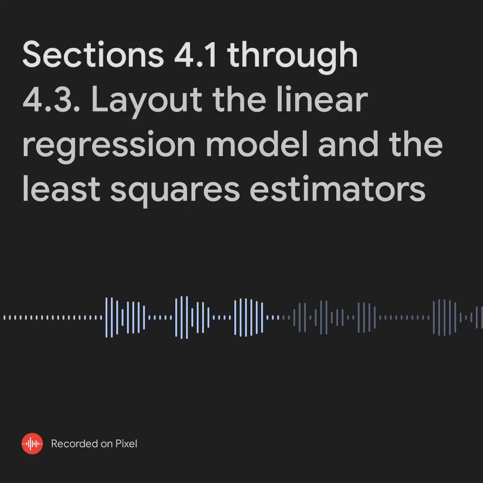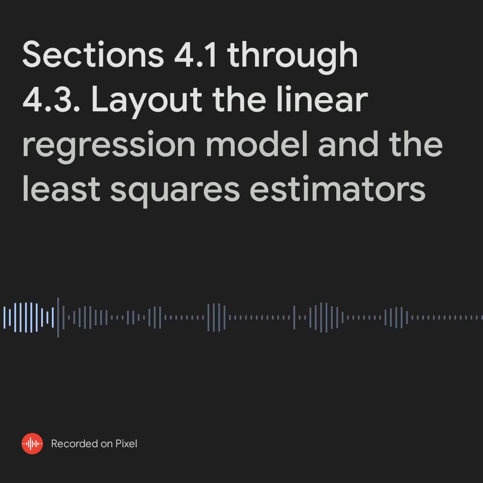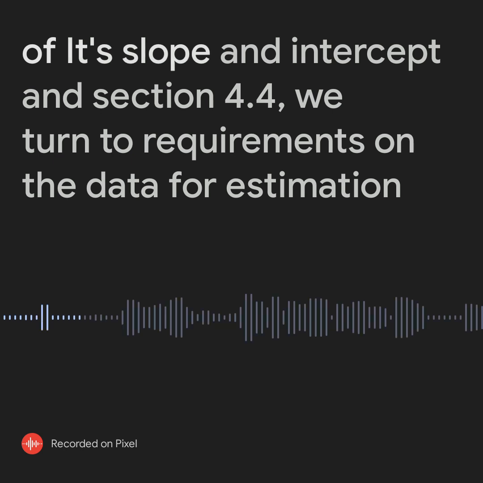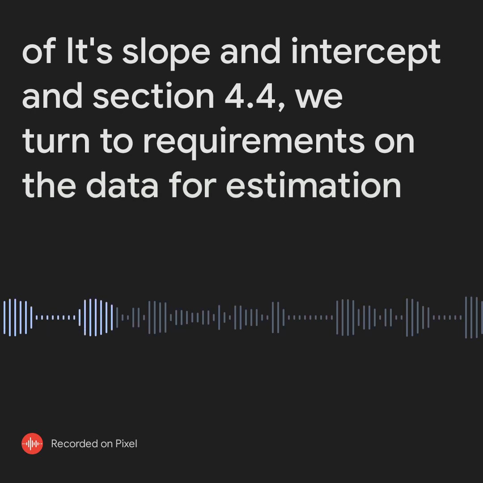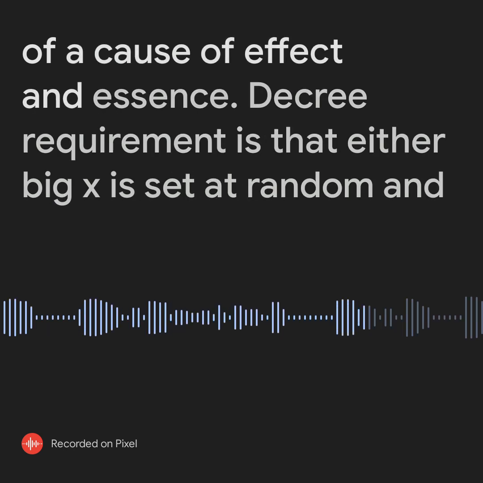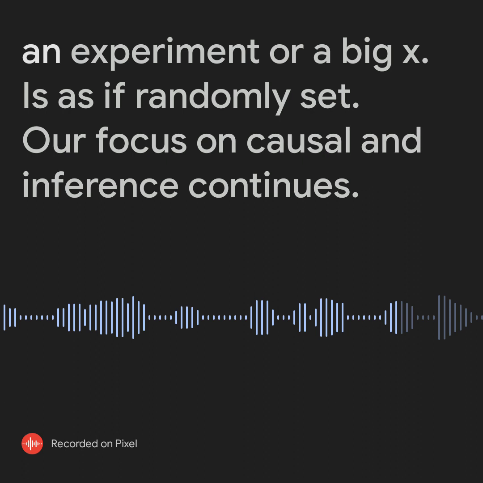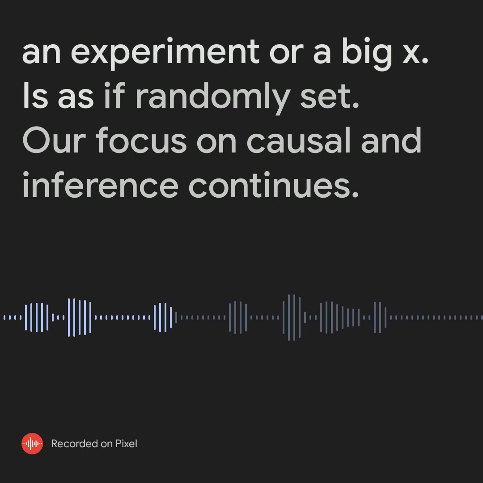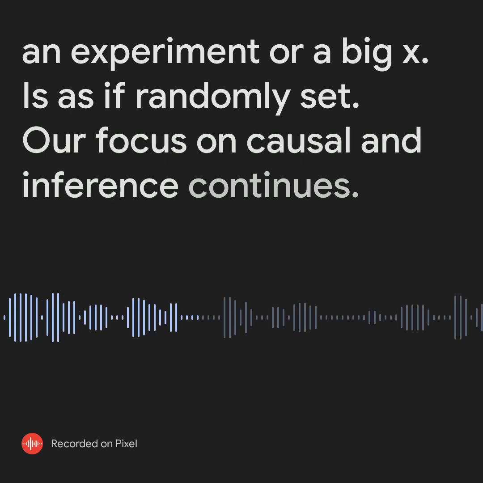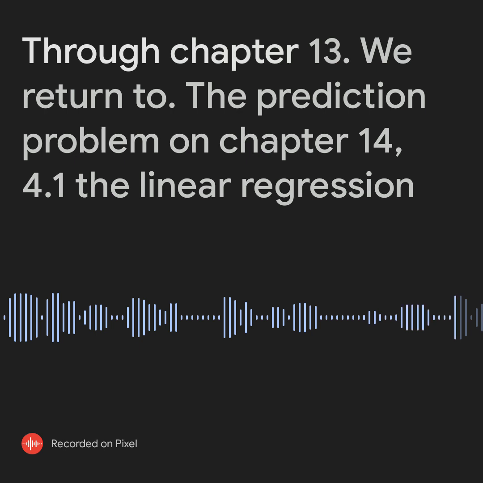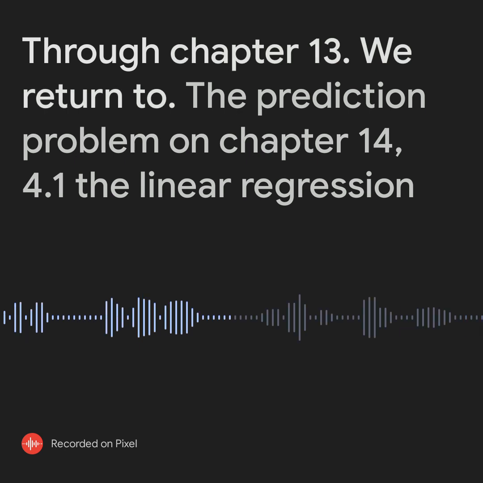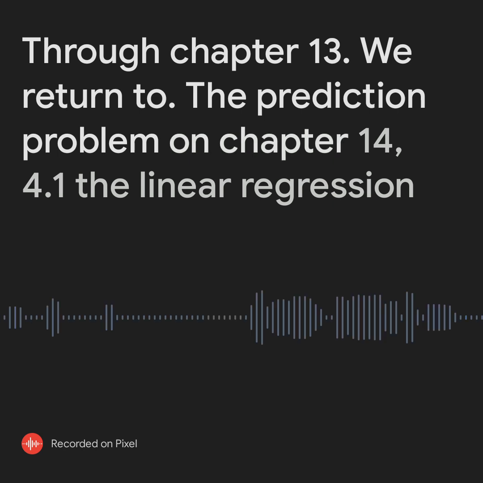Sections 4.1 through 4.3 lay out the linear regression model and the least squares estimators of its slope and intercept. In section 4.4, we turn to requirements on the data for estimation of a causal effect. In essence, the key requirement is that either big X is set at random in an experiment, or big X is as if randomly set. Our focus on causal inference continues through chapter 13. We return to the prediction problem in chapter 14.